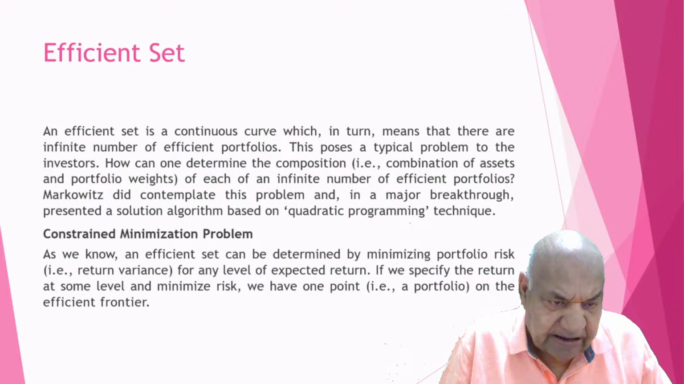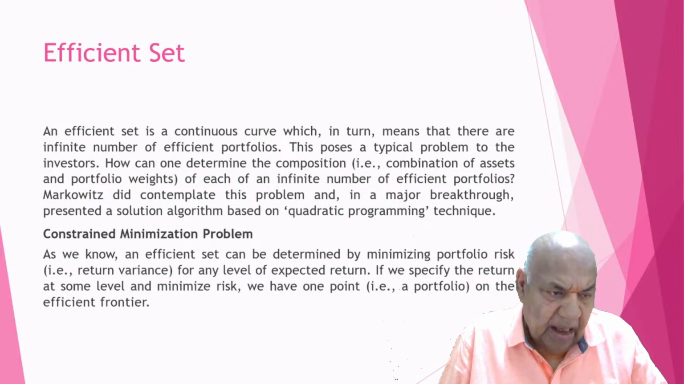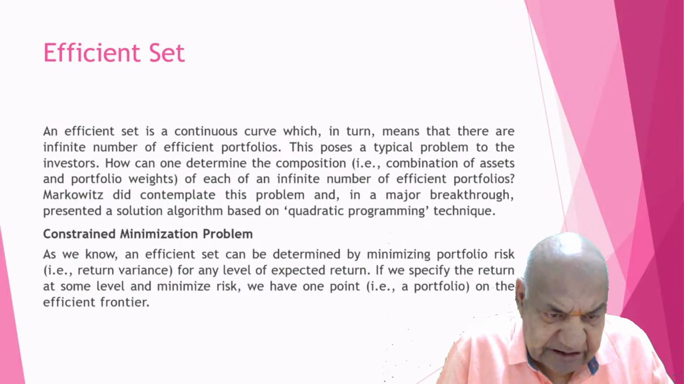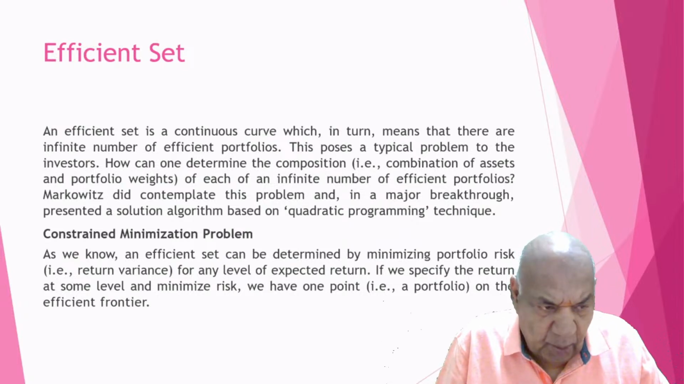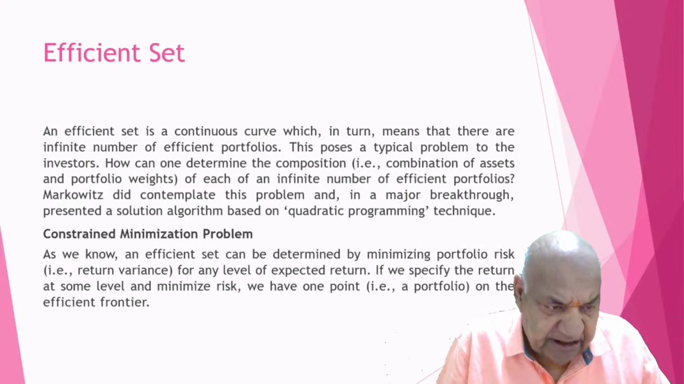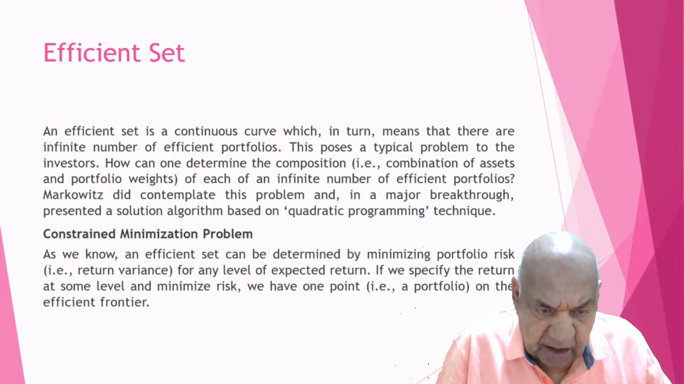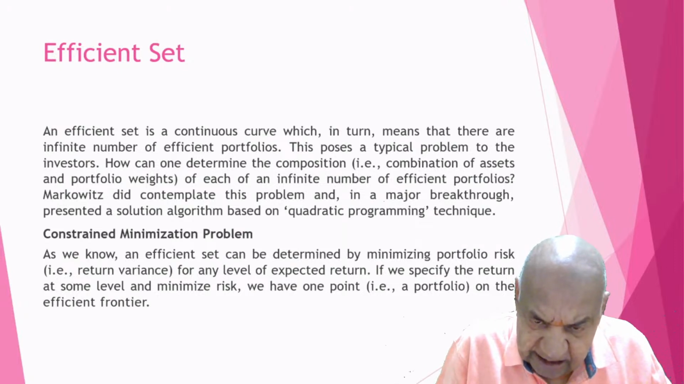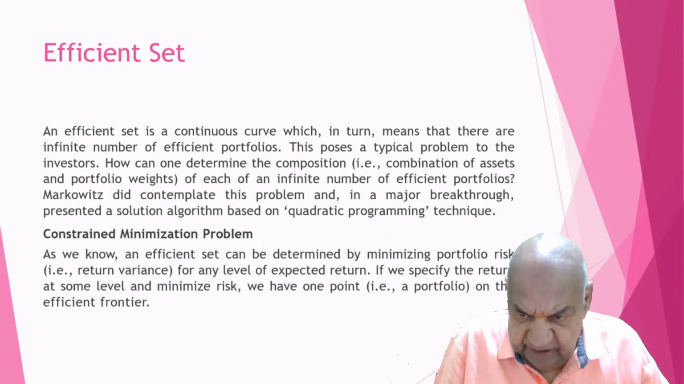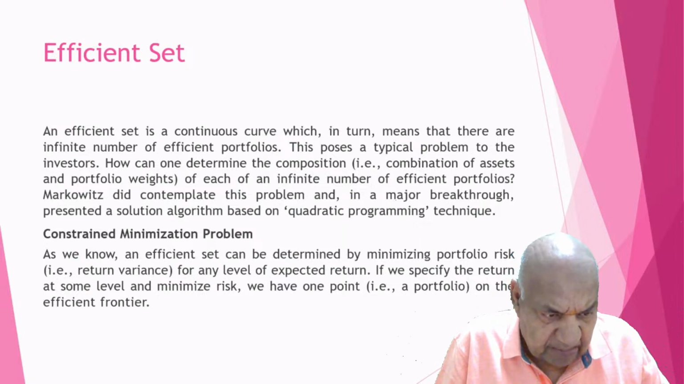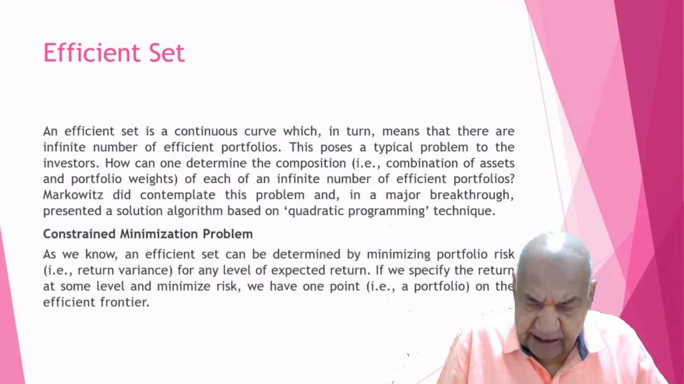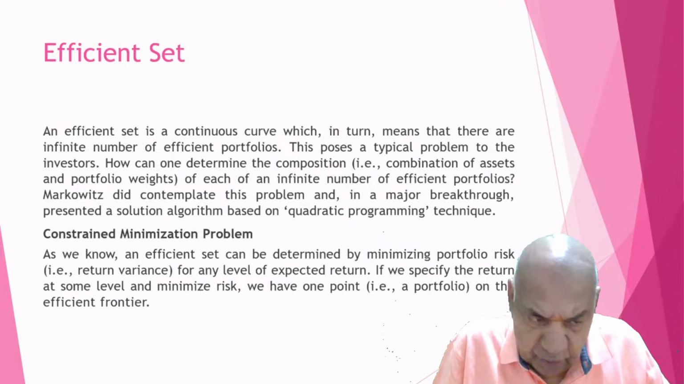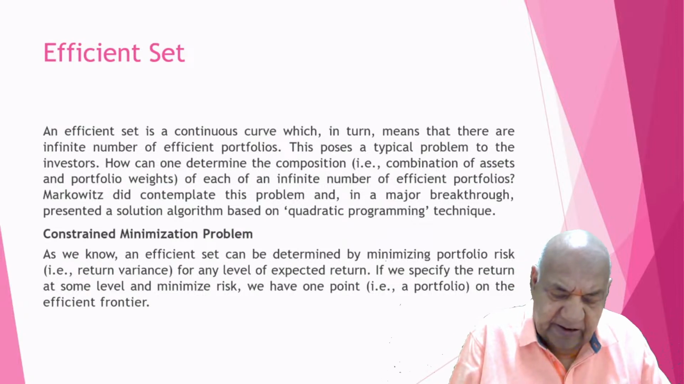Constrained minimization problem. As we know, an efficient set can be determined by minimizing portfolio risk, that is return variance, for any level of expected return. If we specify the return at some level and minimize risk, we have one point, that is a portfolio on the efficient frontier.